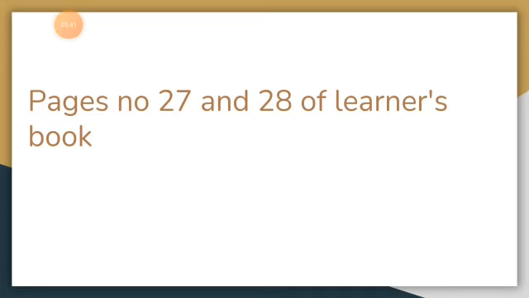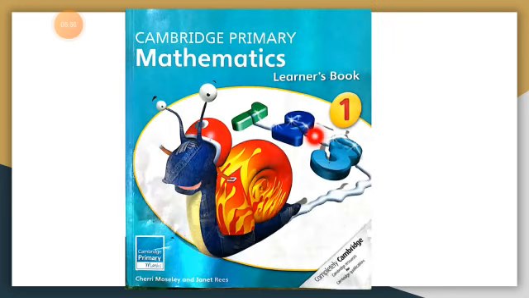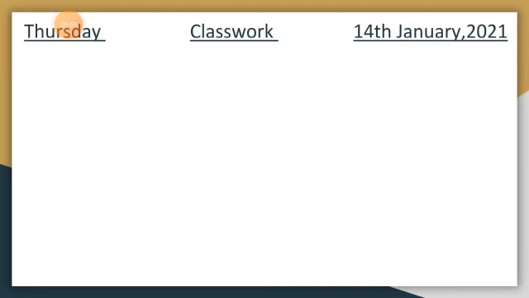Now today we will do pages number 27 and 28 of your learner book. This is the title page of your learner book. All of you take out your learner book. Open page number 27. At the top of your page, write down the day, that is Thursday. Write down the full spelling of Thursday.